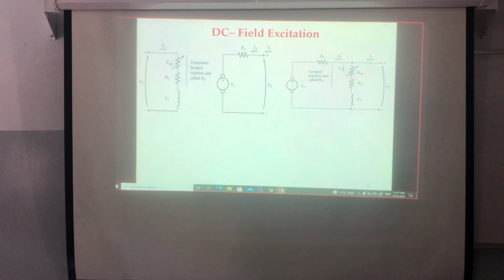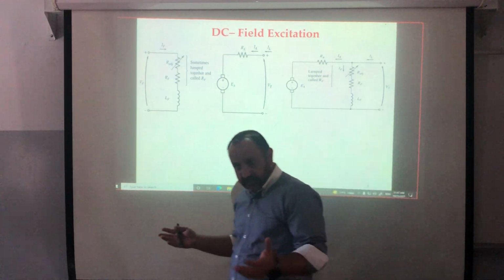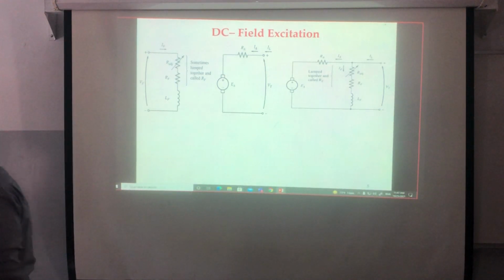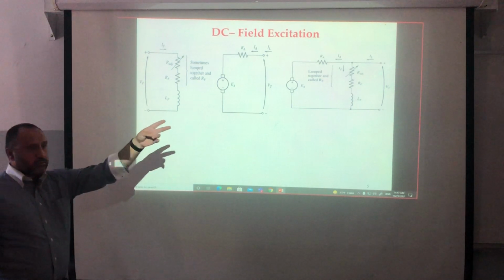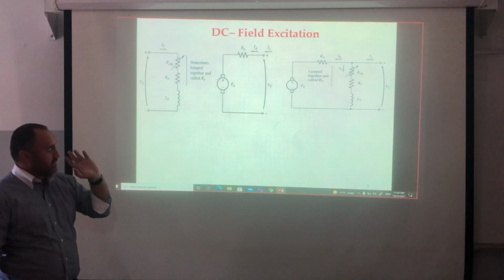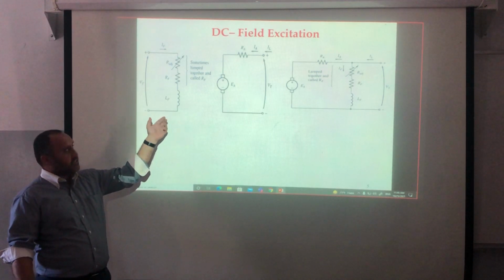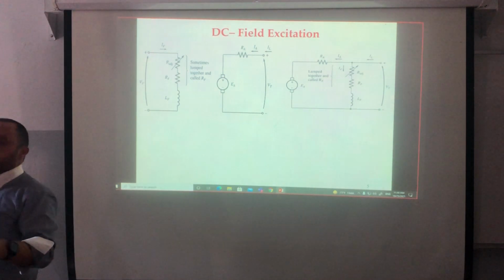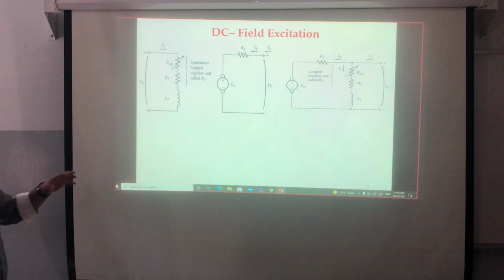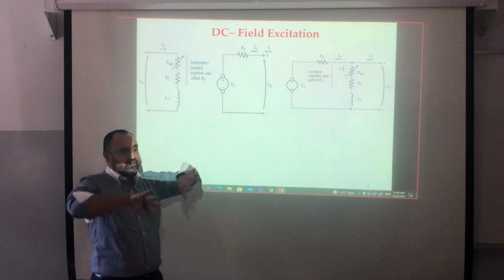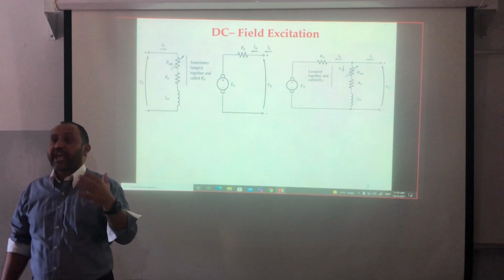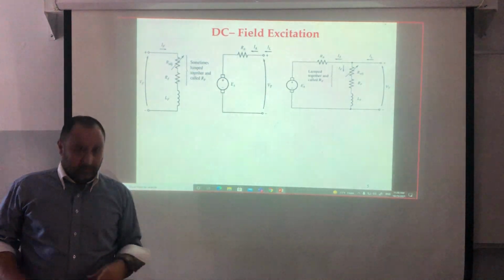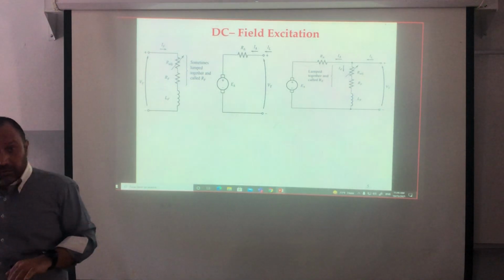Now, according to the field or the excitation, we can classify the DC machine. So let's see the first one. Here I have two machines, let's say. In the first one, the field is separated from the armature. So this one is called what? Separately excited DC machine. If the field and the armature are separated, this means that I can control the field alone, and I can control the armature alone.